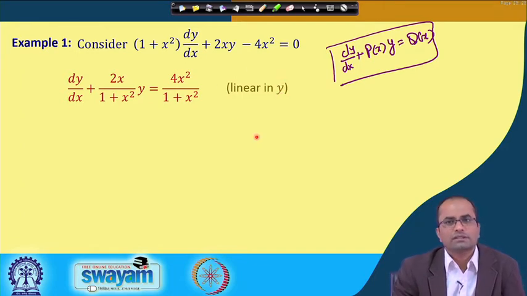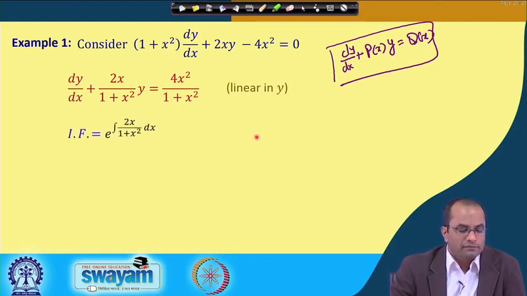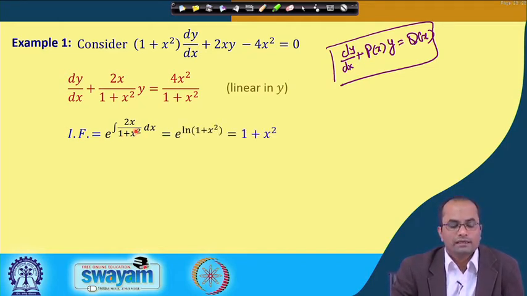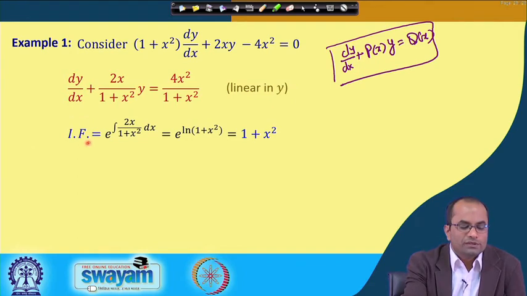Now, since this equation is linear in y, we can write down its integrating factor. The integrating factor will be the exponential of the integral of p dx, where p is 2x over 1 plus x square. And what is this here? The differentiation of the 1 plus x square term is sitting there as 2x. So this is nothing but the logarithm of 1 plus x square. So here we have the exponential of ln(1 plus x square), which is equal to 1 plus x square, because the exponential will cancel out the logarithm. So we have 1 plus x square as the integrating factor.